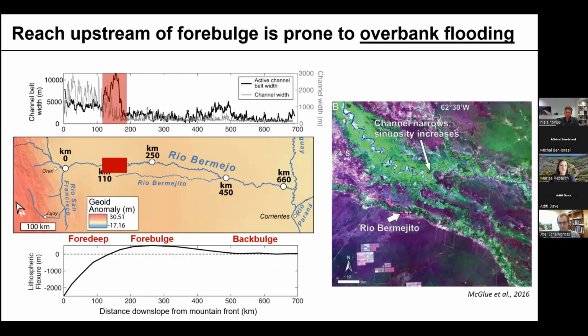And so we actually observe this region of overbank flooding just upstream of where we expect to see forebulge uplift. We're not actually the first people to observe some of these geomorphic changes in the Rio Bermejo as it crosses the foreland basin. This image from Maglu and others was published in 2016, and they pointed out where we see changes in the channel width and sinuosity. But this Landsat image also shows regions where the soil moisture content is quite high, suggesting that this region is prone to overbank flooding. And so this region also lines up with this transition from the foredeep to the forebulge.